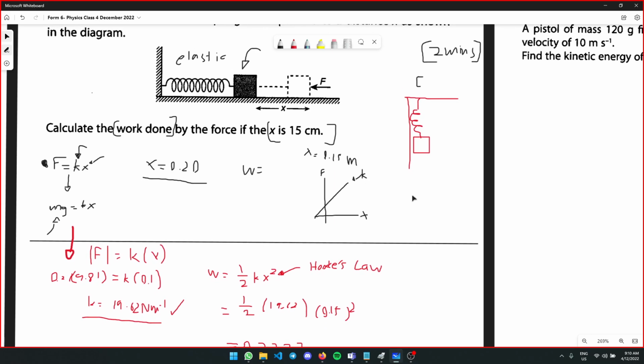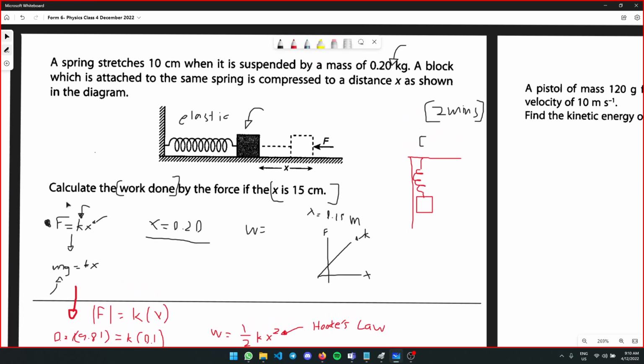Okay, so what do we do with the k? Then with the k, we find out that a block attached to the same string is compressed to a distance of x. When you're compressing it, as you did in the previous question, you're doing work.